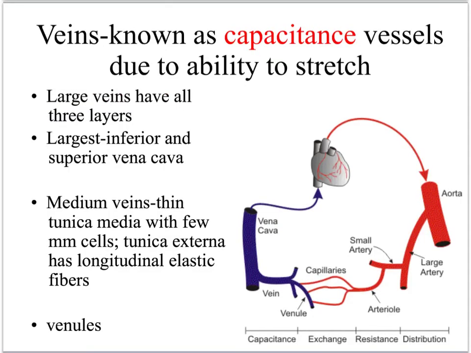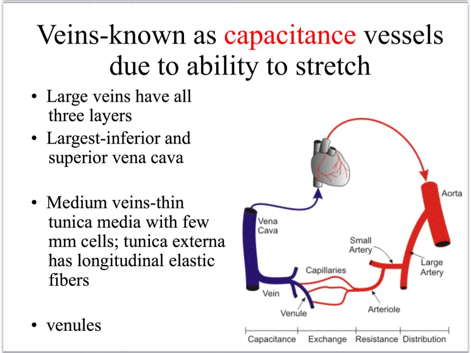Okay, let's move over to the other side of the vessel spectrum here and talk about veins. You need to know that veins are known as capacitance vessels. The word capacitance means stretchiness. Don't get this confused with elasticity. Elasticity is more bouncy. This is simply more stretch.